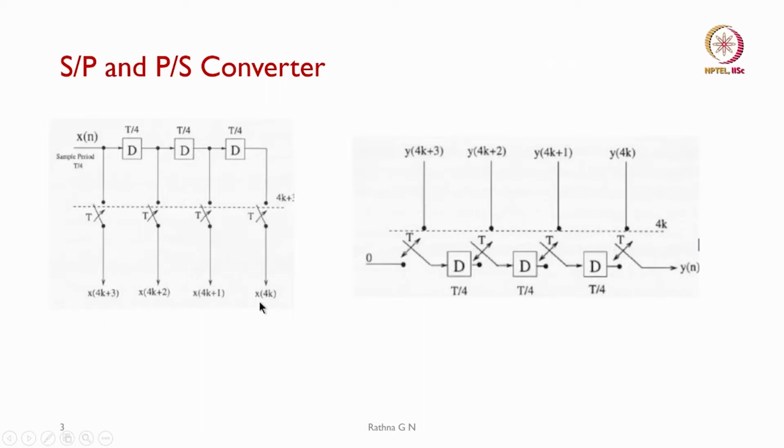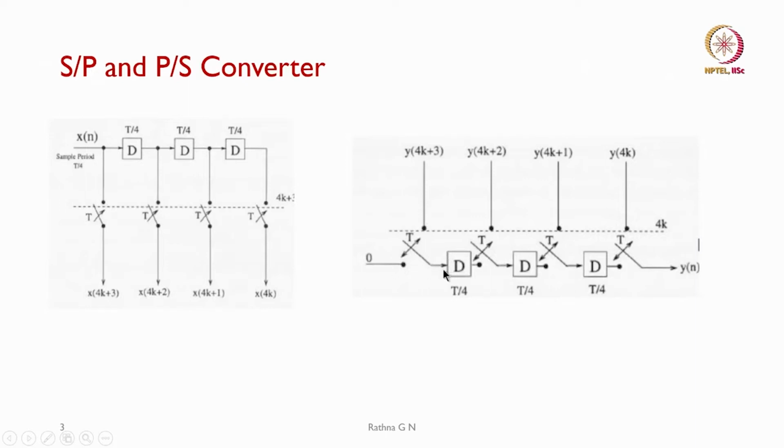Now, this parallel has to be converted into serial. The output we have is y of 4k plus 3, plus 2, plus 1, and 4k. This switch is going to operate at 4k, and you will be closing them every T by 4, as you are seeing. Y of n is the input, and one of them is going to be opened, and then you will be sending after a delay. For the first switching, all of them will be switched in parallel, so you will be taking all the 4 inputs.